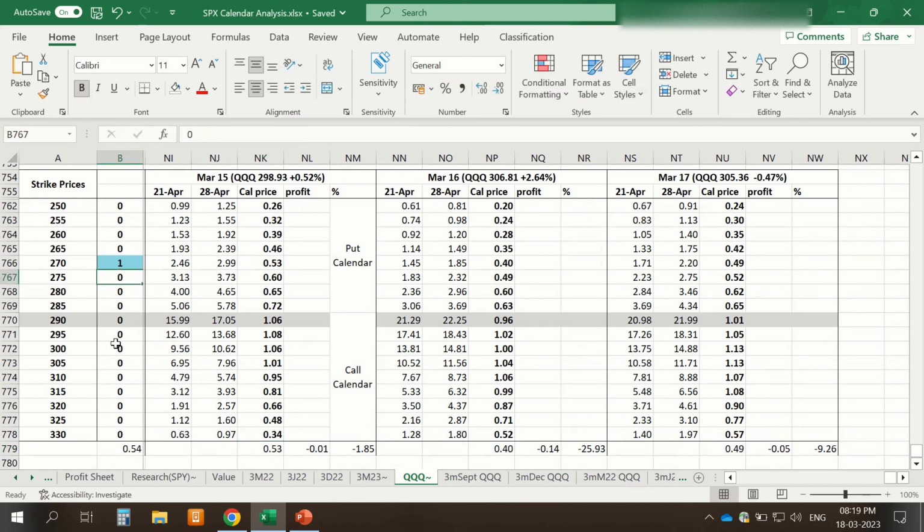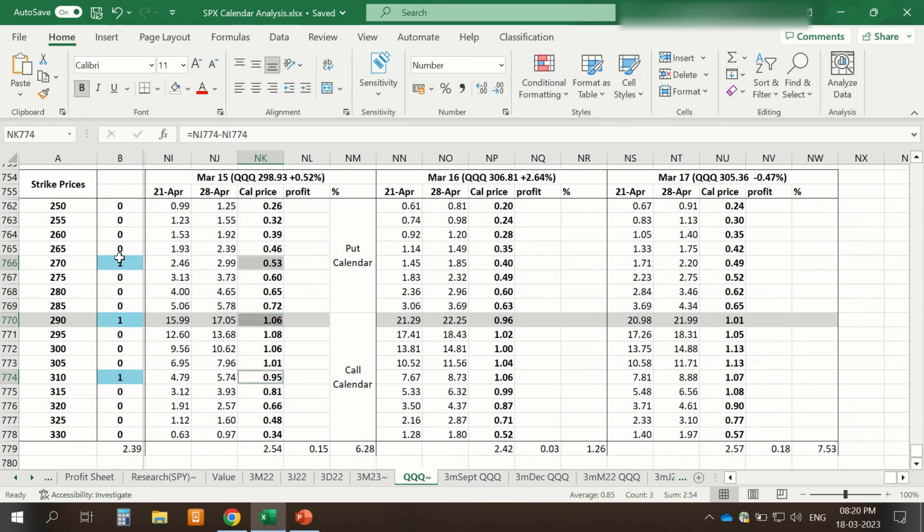Let's say I want to make it a double calendar, so I want to buy this. I want to buy 290 also to make it a triple calendar. This will give me the total price, how much I will be paying for this trade. Basically it is just adding these.